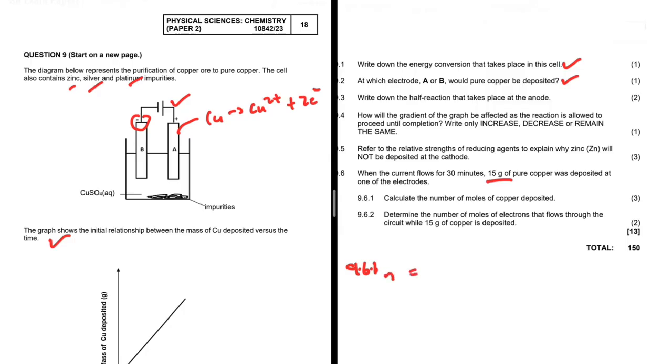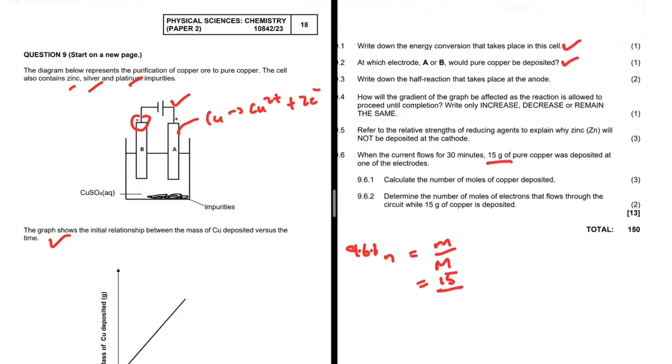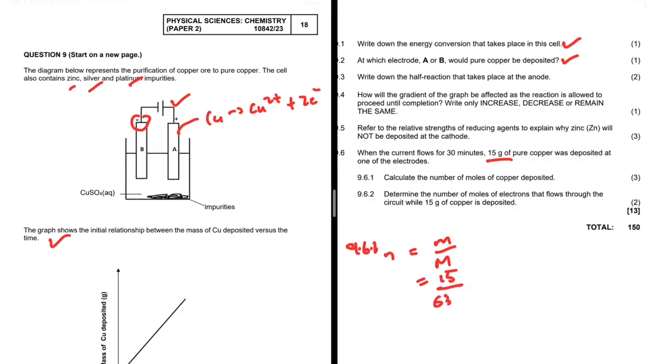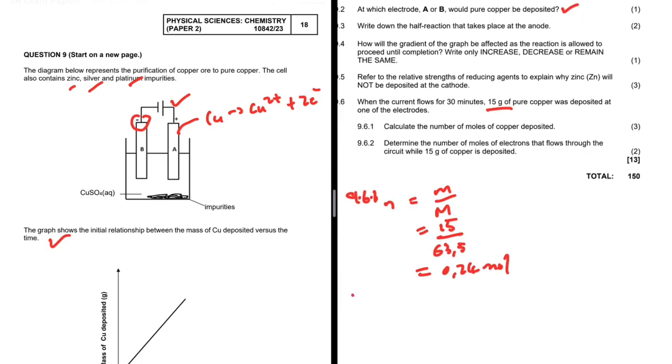Number of moles is equal to the mass divided by the molar mass. The mass is 15 grams. The molar mass of copper is 63.5. When you put that in your calculator, you get 0.24 moles. It's quite a strange equation, because we're just calculating the number of moles, no trickery whatsoever. That is 9.6.1. Let's take a look at 9.6.2.